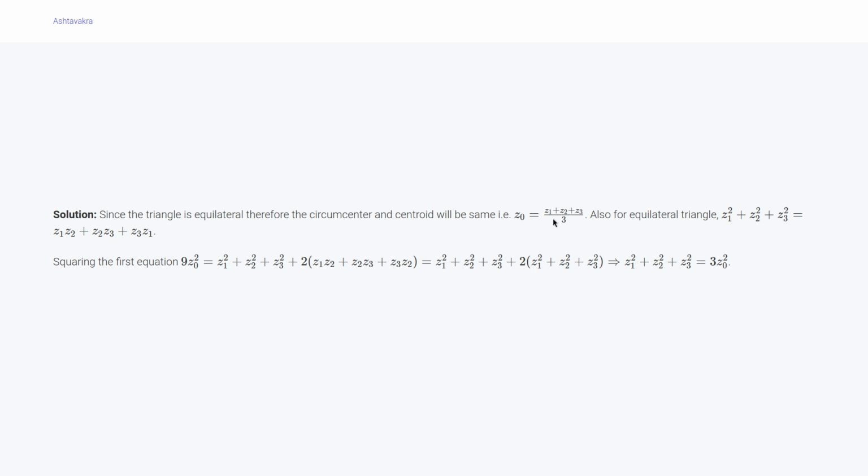We can write that 3Z0 is this, we square it, we get Z1 square plus Z2 square plus Z3 square plus 2 times (Z1 Z2 plus Z2 Z3 plus Z3 Z1). Now if we compare this equation with the earlier one, then we will have Z1 square plus Z2 square plus Z3 square equal to 3Z0 square, because 2 times (Z1 Z2 plus Z2 Z3 plus Z3 Z1) will be equal to Z1 square plus Z2 square plus Z3 square, which we have substituted here.